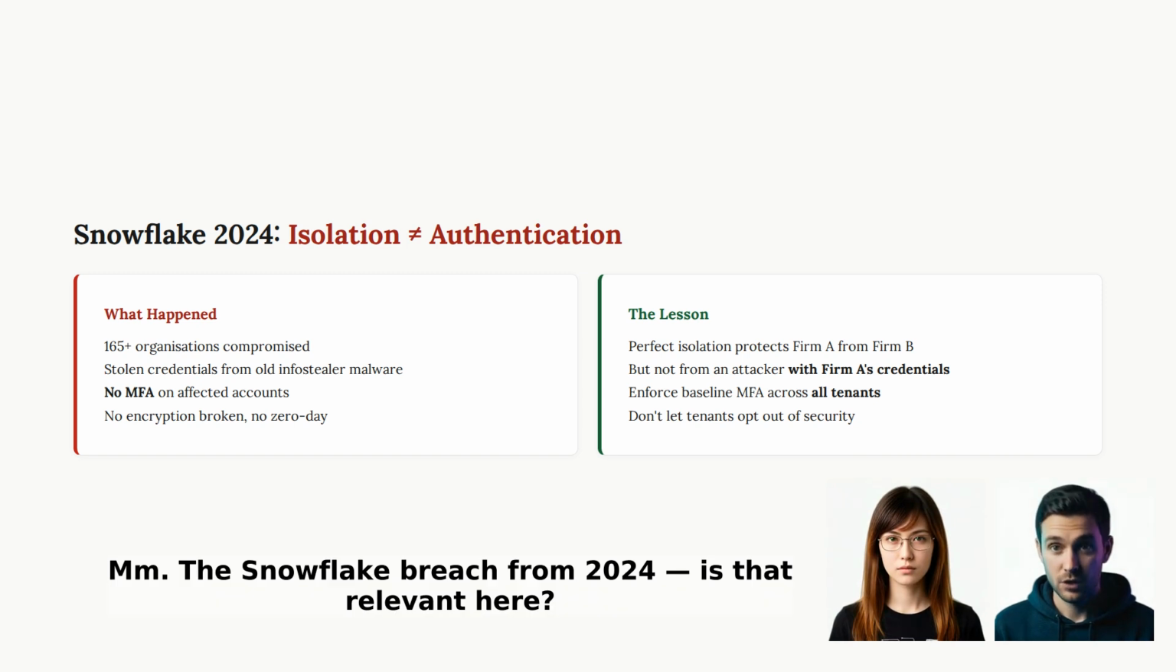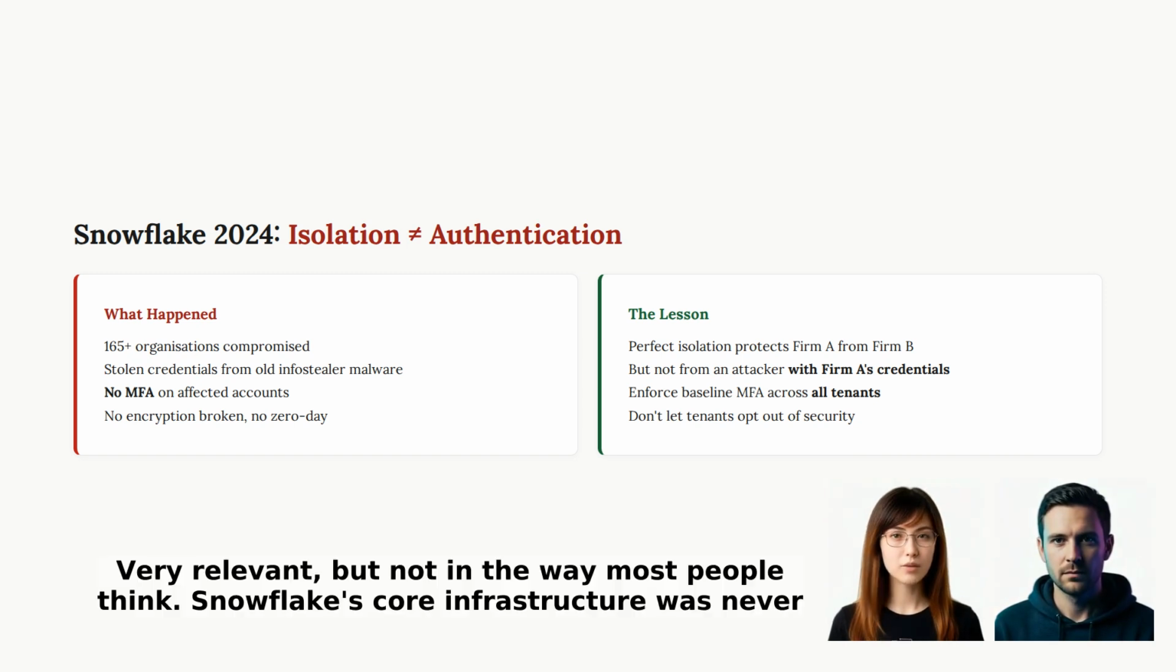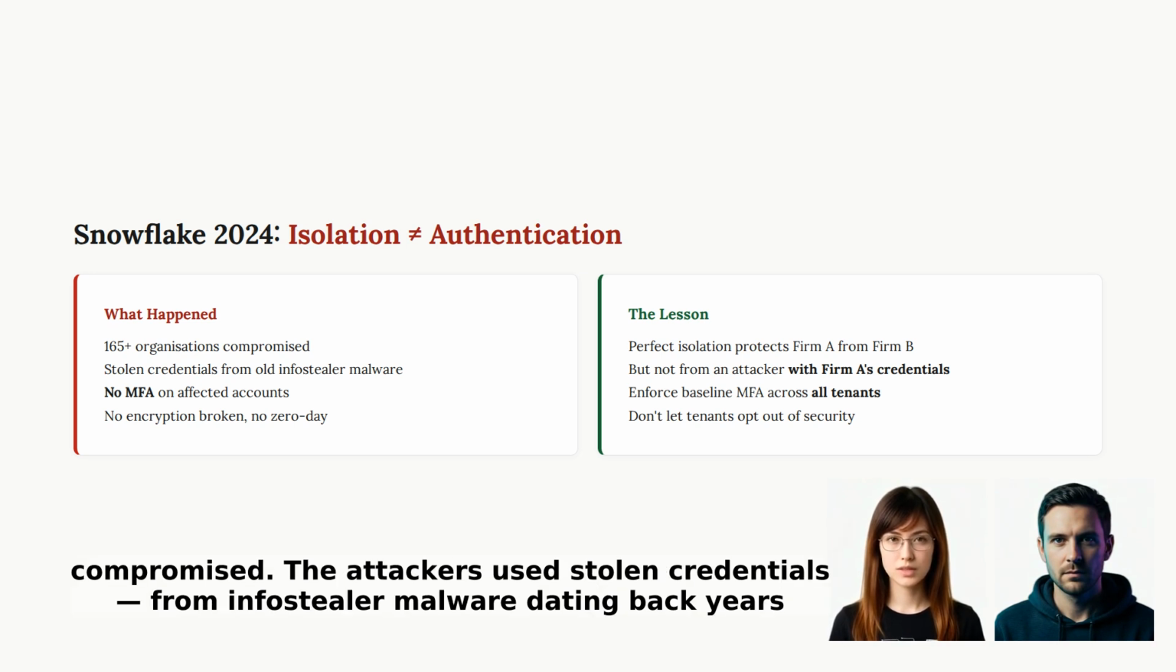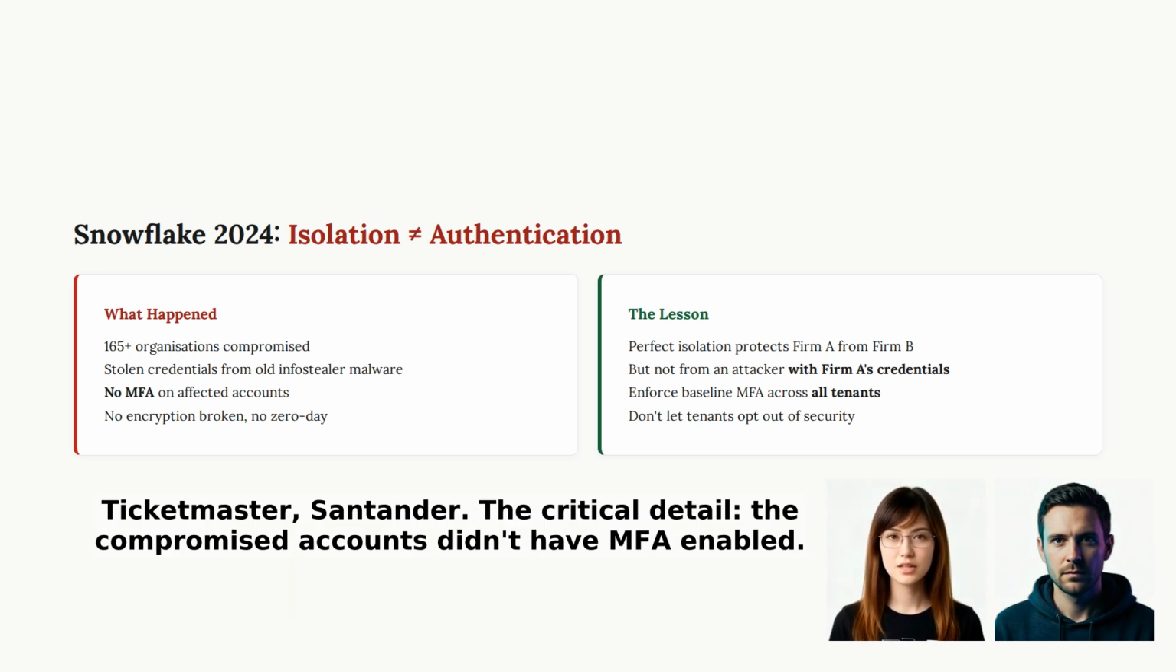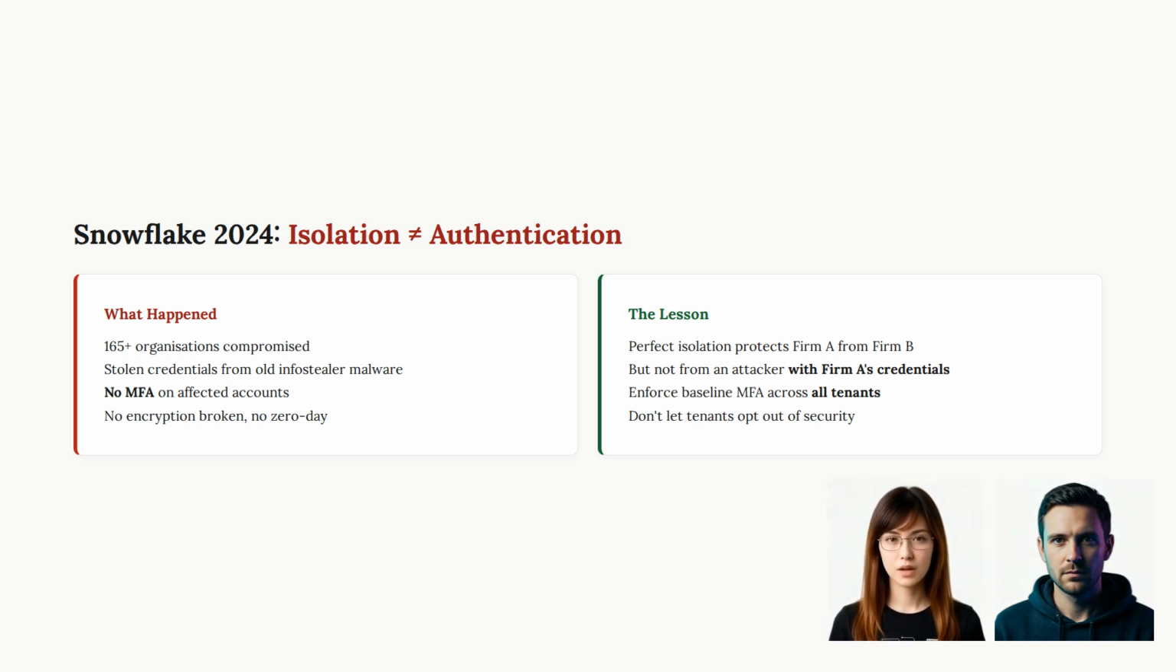Ugh, the Snowflake breach from 2024. Is that relevant here? Very relevant, but not in the way most people think. Snowflake's core infrastructure was never compromised. The attackers used stolen credentials, from infostealer malware dating back years, to log into individual Snowflake accounts. Over 165 organizations were affected. AT&T, Ticketmaster, Santander. The critical detail: the compromised accounts didn't have MFA enabled. A valid username and password was all it took.